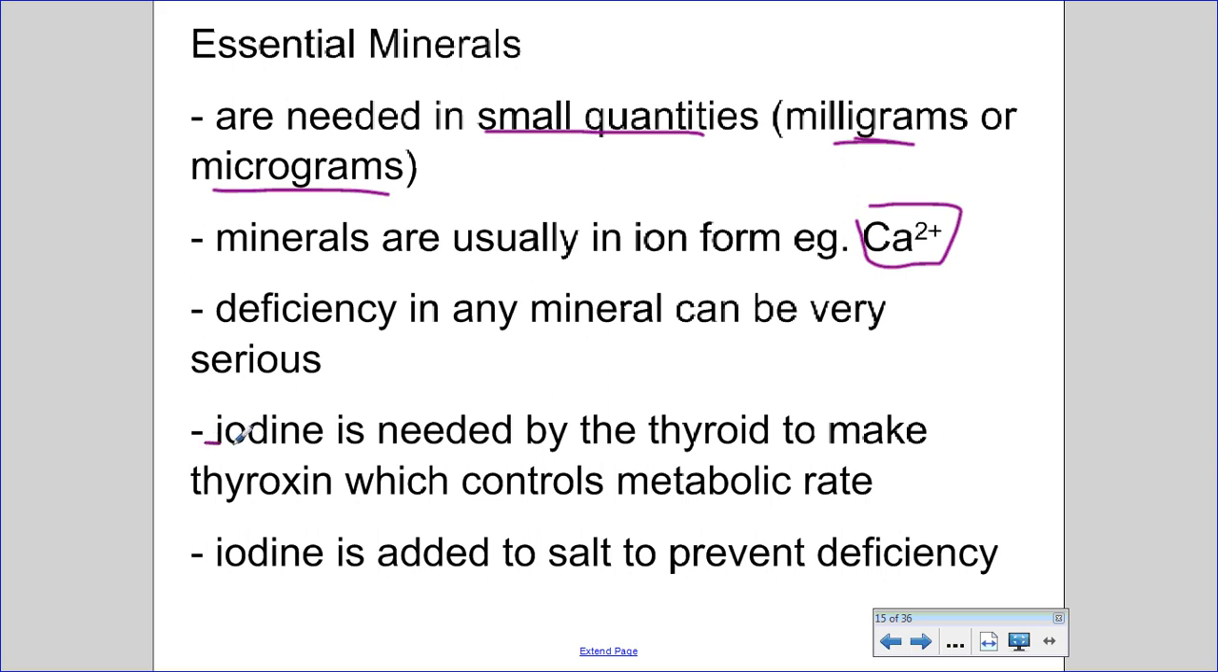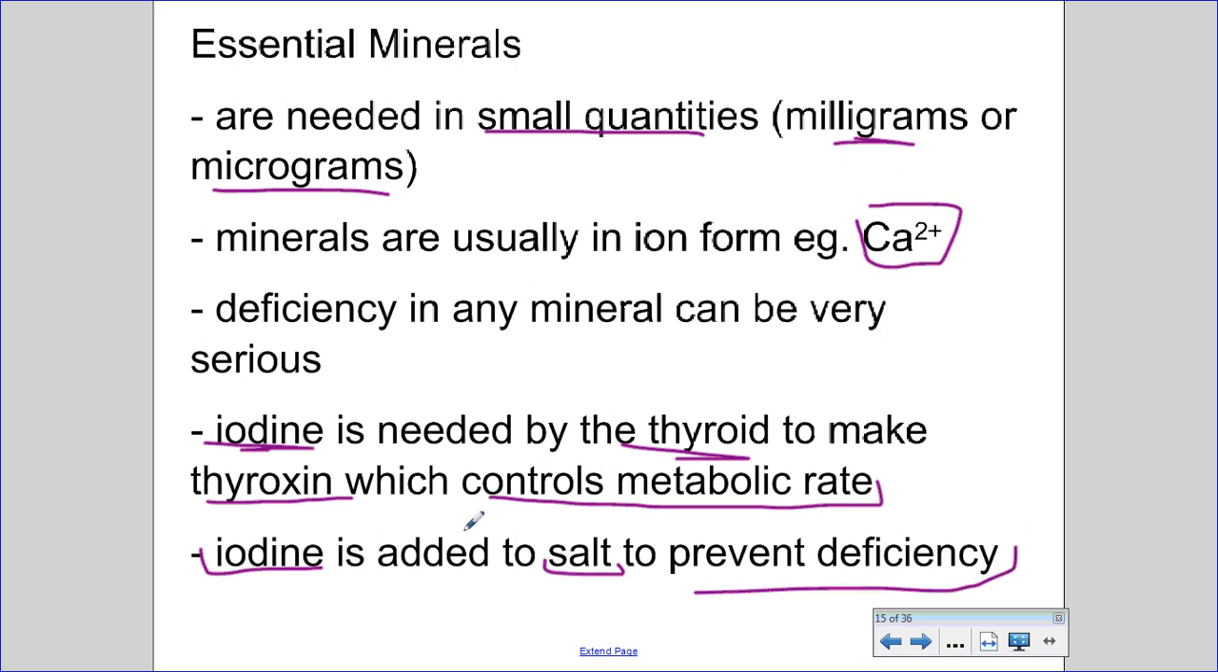So for example, iodine, which is needed by the thyroid to make thyroxine, and remember, thyroxine is what controls the metabolic rate. Deficiency in iodine can lead to hypothyroidism. To prevent hypothyroidism, iodine is actually added into table salt to prevent iodine deficiency. So you'll typically find iodine in the form of sodium iodide added to that table salt, which is sodium chloride. So if you have a look at your table salt, it will say that it has been iodized, meaning that iodine has been added into it. And in this way, hypothyroidism is easily prevented.